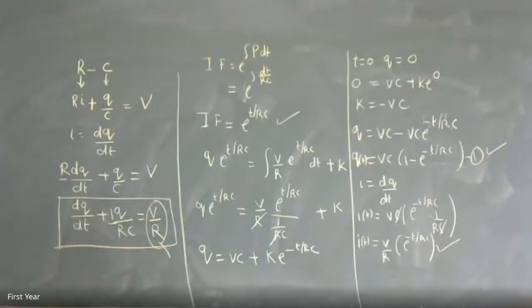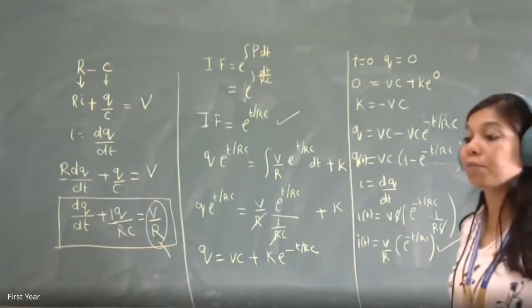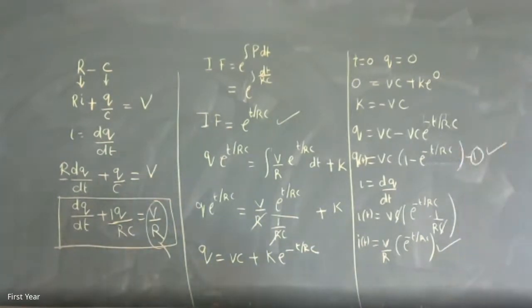What is the basic thing that you are understanding? If you are given an RC circuit, then you can find the current flowing through the RC circuit at any time t. You can also find the charge which is there on the capacitor or on the condenser at any time t. That also can be found with the help of this differential equation.